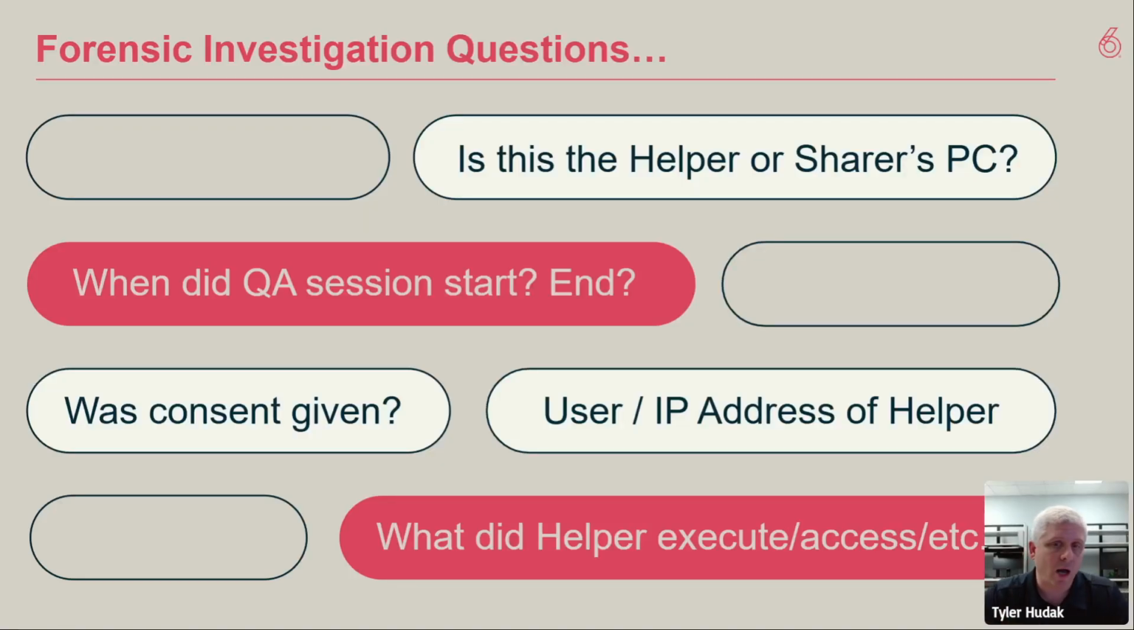You could do telemetry or OSINT on that IP address, on that user ID, give it to law enforcement, and so on. And then finally, probably the second most important question, or one of the more important questions: what did the helper do on the system? What did the attacker do? Did they execute programs? Did they access files? Did they move laterally? And so on. And so we want to try to find as much forensic evidence of that as we can.